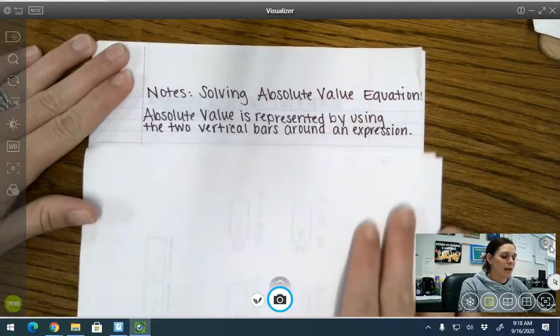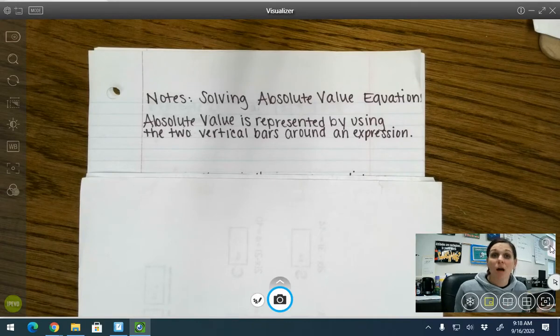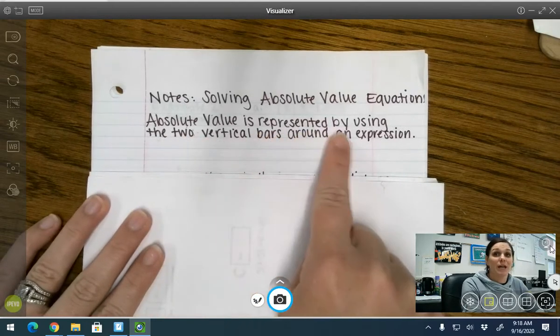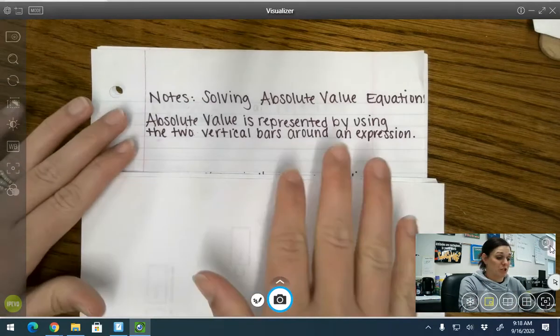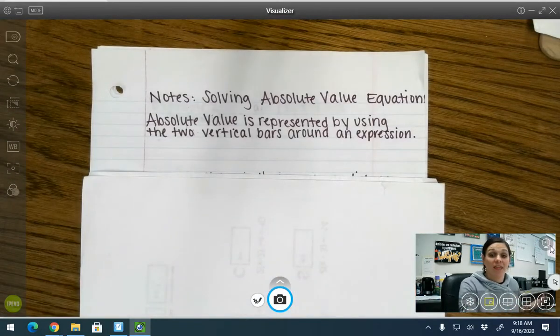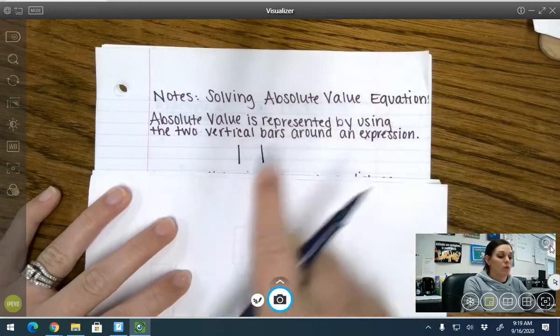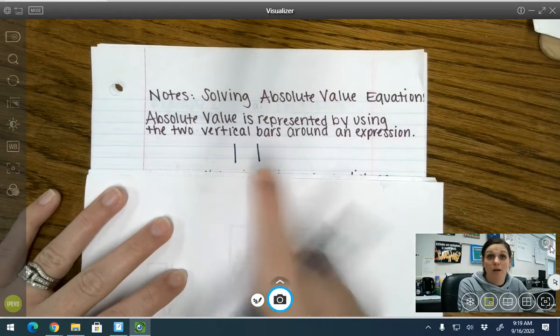The first thing we're going to write is what absolute value looks like visually, because I can't tell you the amount of times that we're working with absolute value and people are like, are those parentheses? Okay, so let's take a look. Absolute value is represented by using 2 vertical bars around an expression. Those are the vertical bars. They are straight up and down, not curved, exactly vertical. So when it says vertical bars, that's what it's talking about.